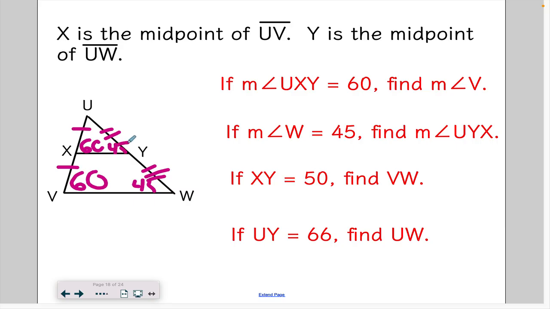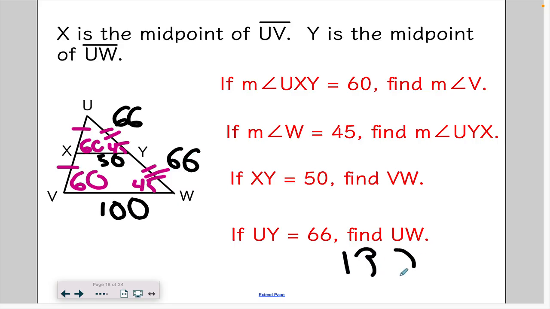Then they all of a sudden go through lengths. So if XY is 50, what's this guy kicking down here? 100. And then again, if UY is given as 66, this is another 66, added up, 132. So you should be 132, 100, and then the angle set.